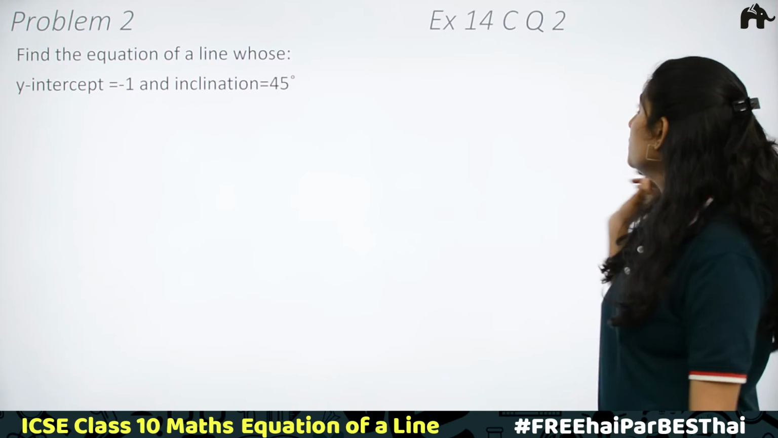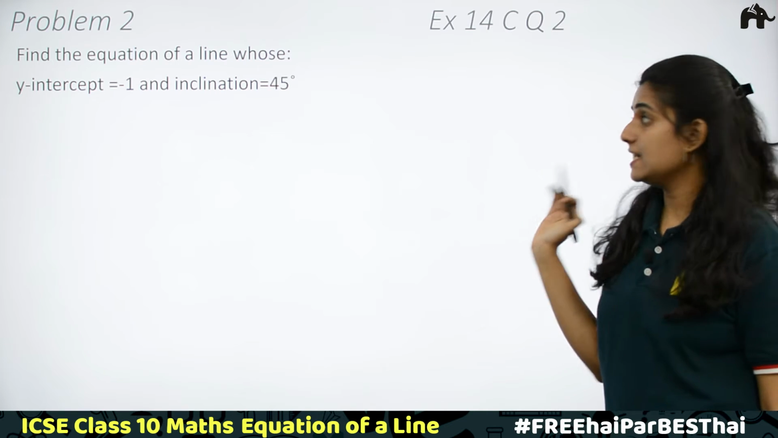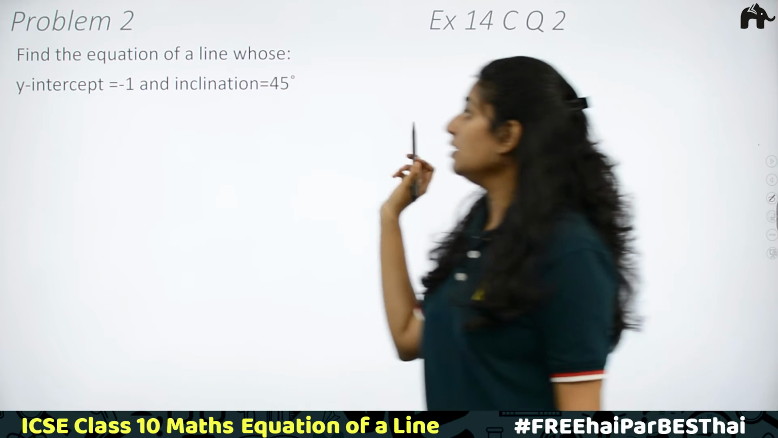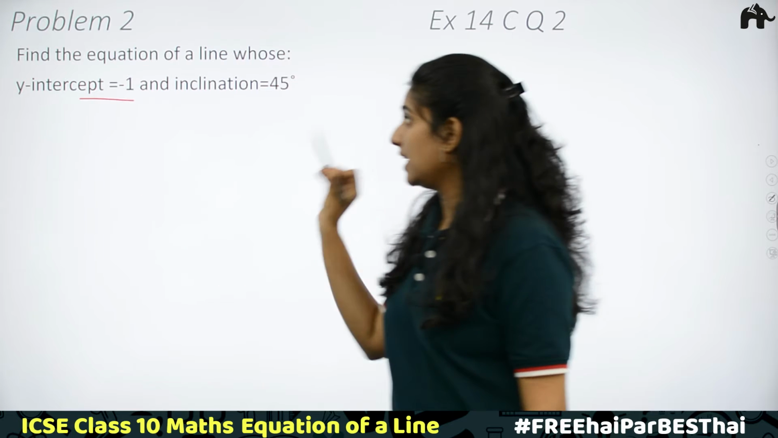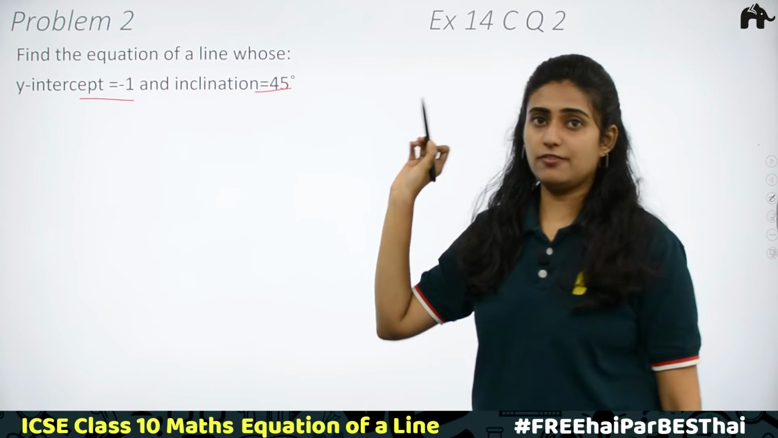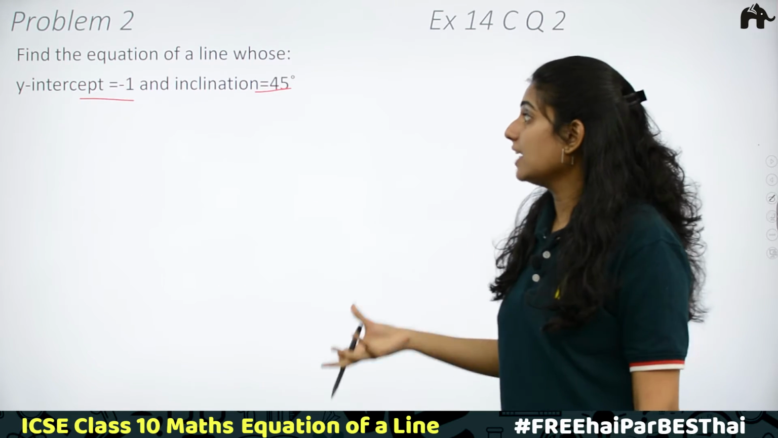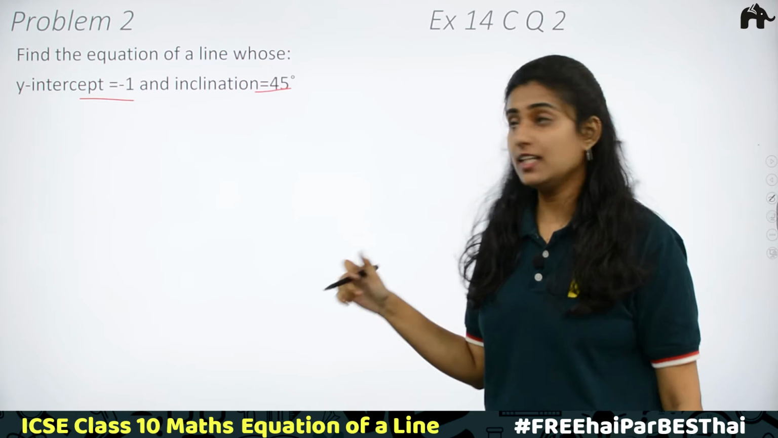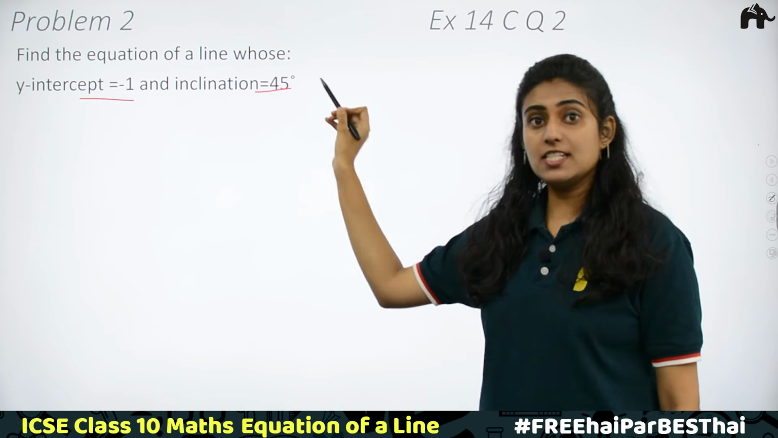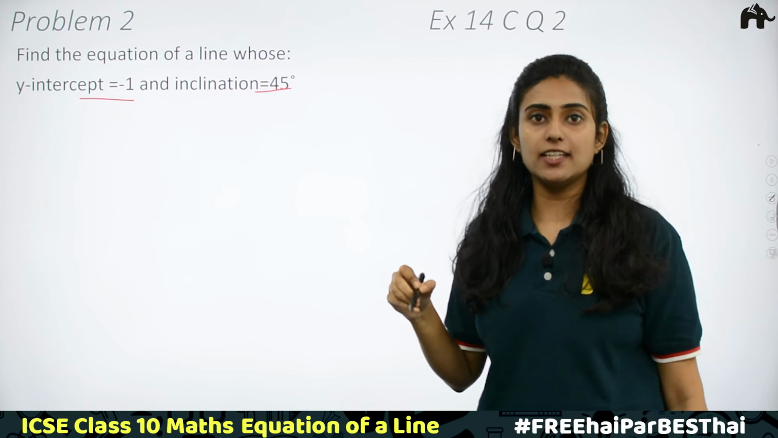Next, question 2 of exercise 14C. Find the equation of a line whose y-intercept is minus 1 and the inclination is 45 degrees. In the previous question, we had the y-intercept and slope given directly. Here, inclination is given. Since inclination is given, we need to first find the slope.